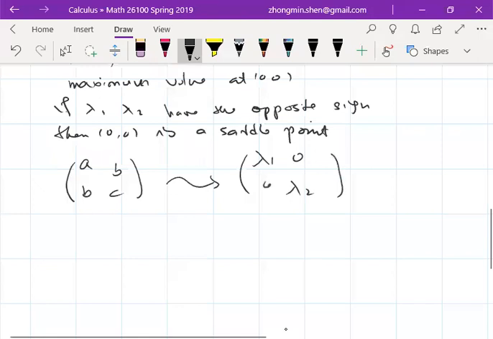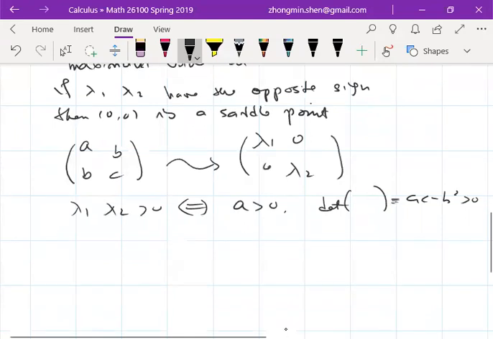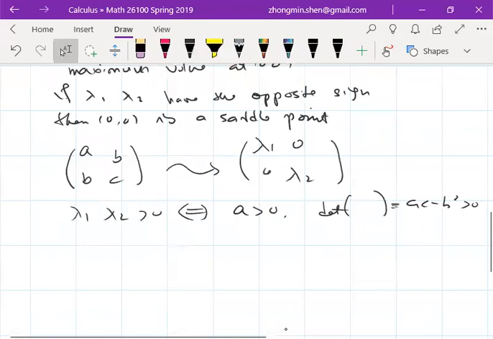So how do you know those two eigenvalues are both positive? Then you can see that λ1, λ2 are both positive if and only if A is positive and the determinant of this matrix, which is AC minus B squared, is positive. Okay, so that's why it's linear algebra. It's coming from linear algebra. Okay, so the key but essential part is both eigenvalues positive. Otherwise, you have no idea. Okay, if this is true, then you get a local minimum point.